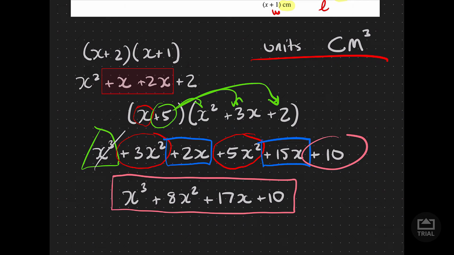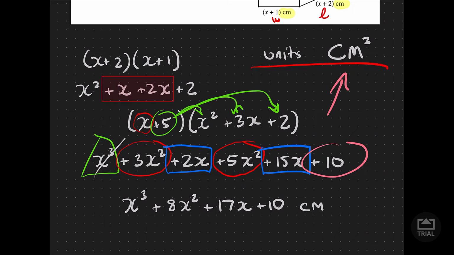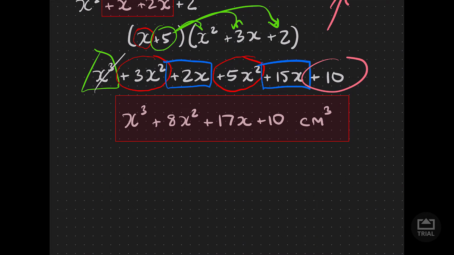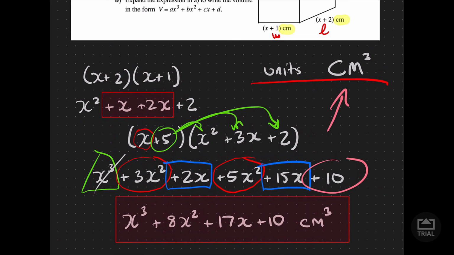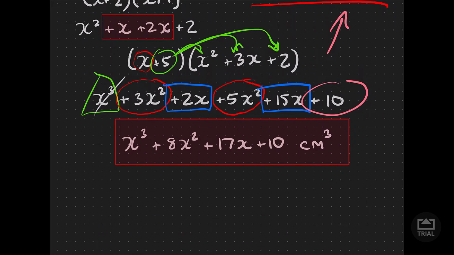Is that the final answer? No. Why? Well, don't forget centimeters cubed. Now, final answer. And if on the test they asked you to produce a word response, you would just say that the volume of the rectangular prism is that.